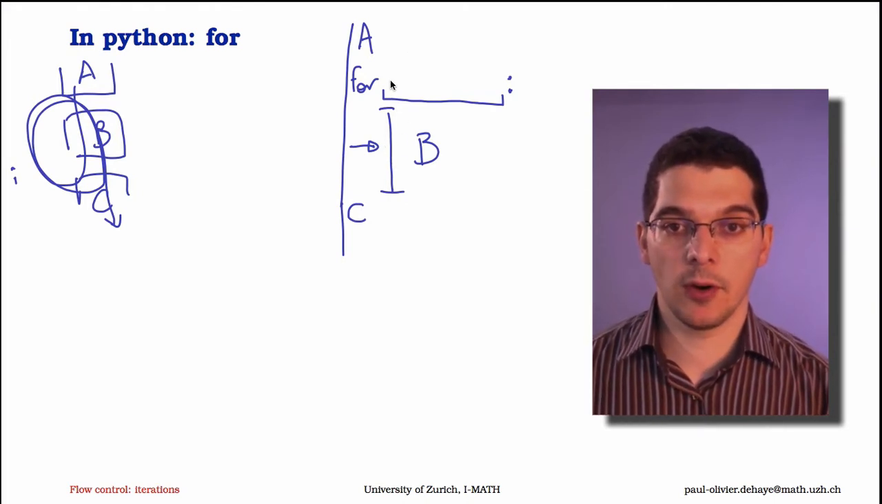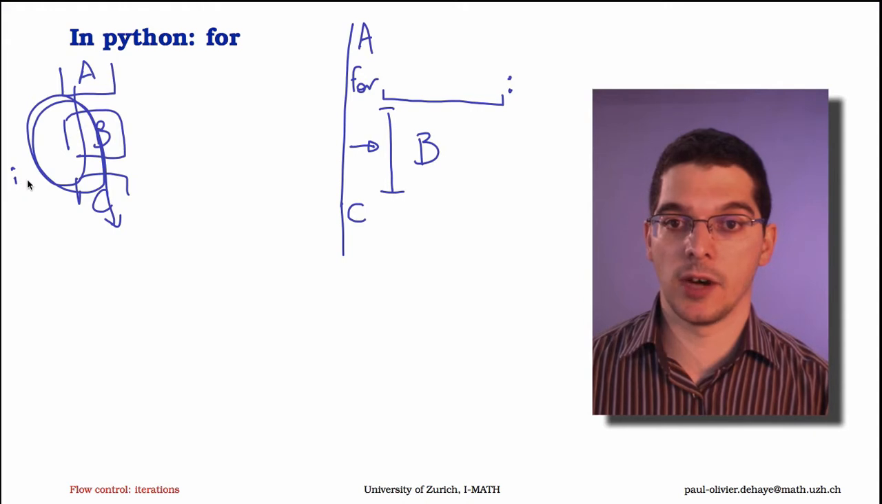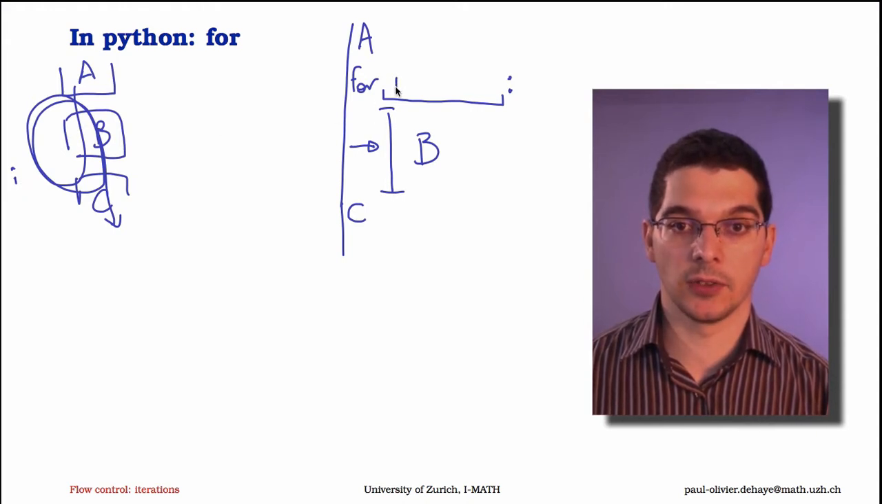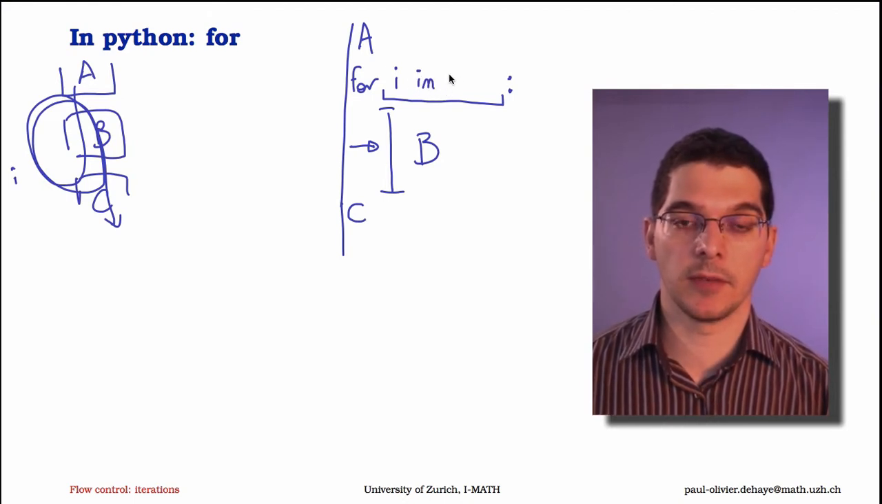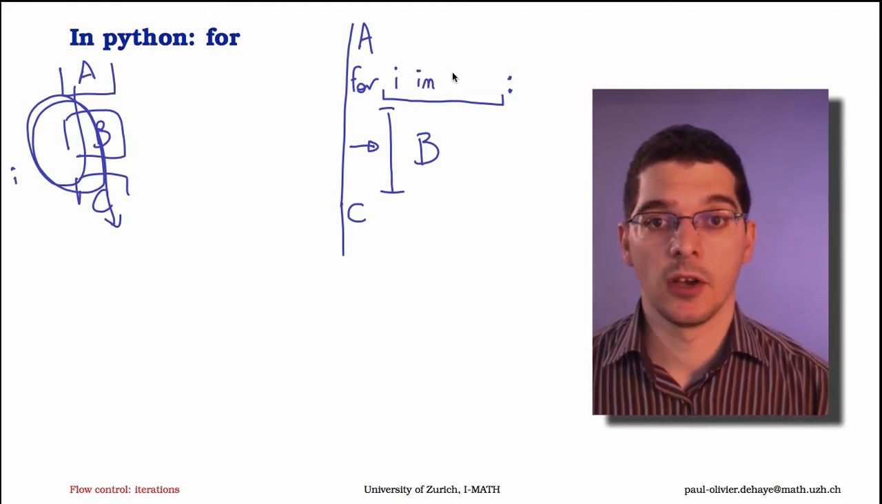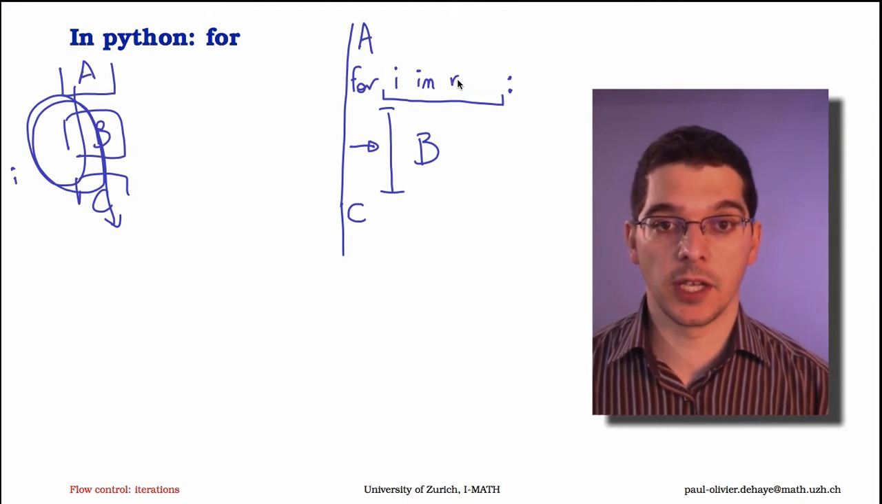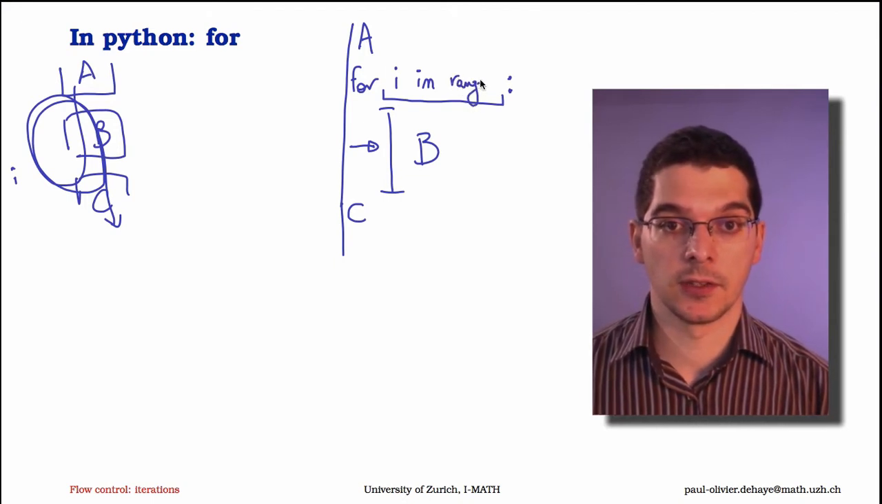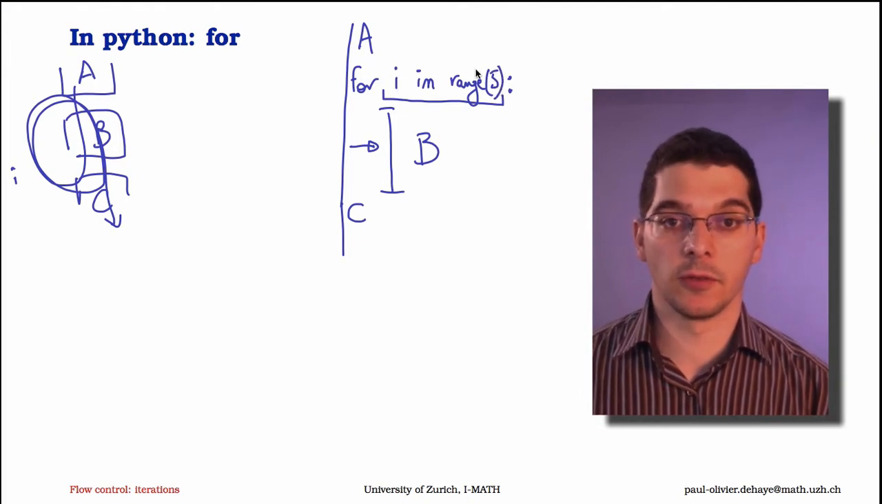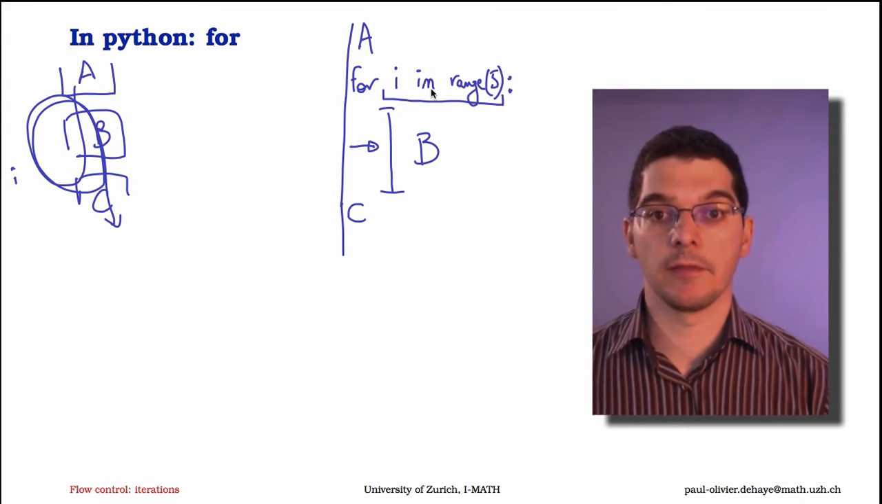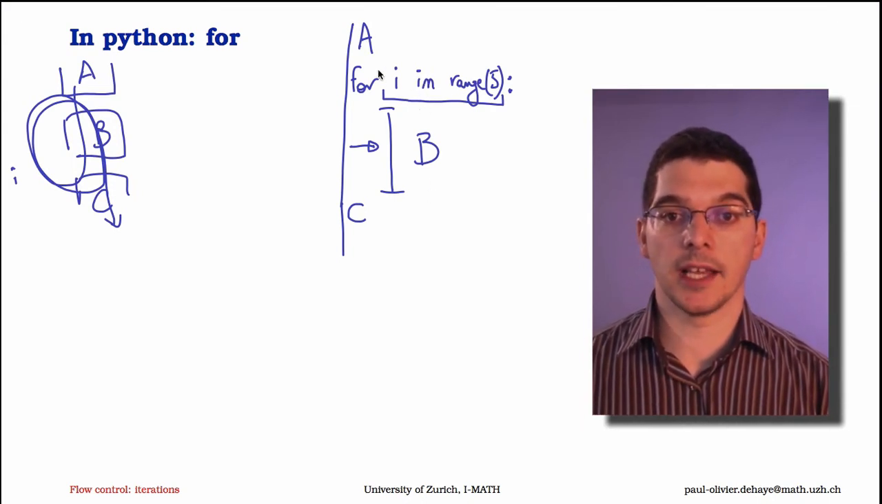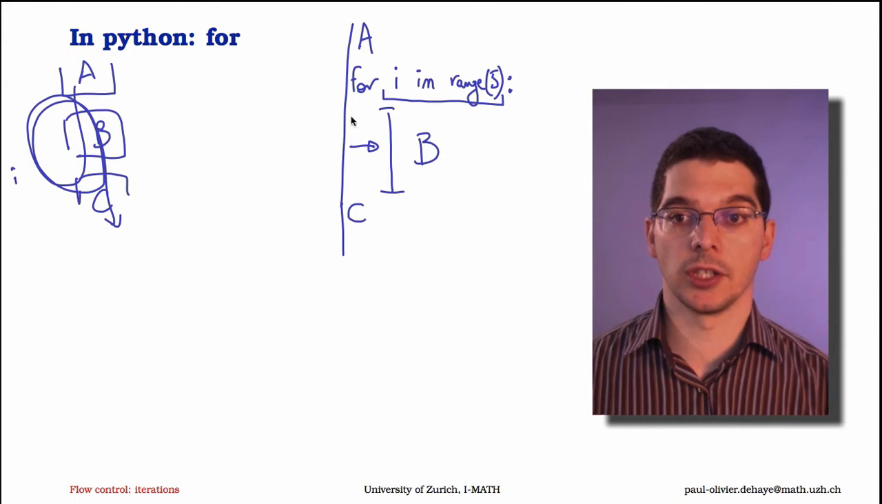And what do you have here? Well, you have something related to I. So I was the counter, what's called the counter. So let's say I is in some string. Yeah, it could be some string, or it could be some list, or it could be some range. Range is maybe the simplest. So range 5. So I goes between 0 and 4. That's a particularity of Python. But anyway, I runs through 5 values, and each time B is executed with the value of I changing.